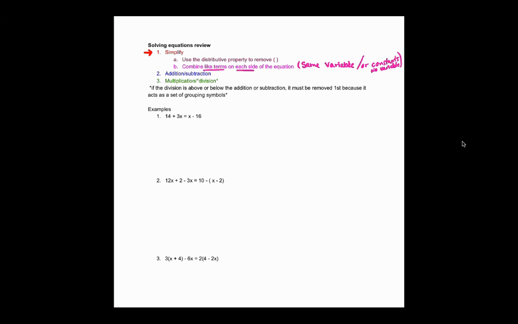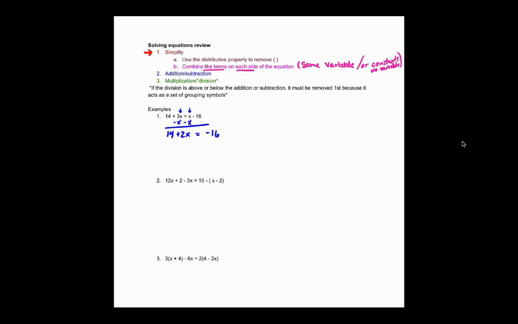We need to remove all of the addition and subtraction. There is an addition on the left and a subtraction on the right. I'm going to start with the x's. There's an x on each side, so I'm going to use addition or subtraction. I'm going to pick the smallest one and do its opposite. So I'm going to subtract the x. I still have the 14. 3x minus 1x is a positive 2x. We bring down the equals and we still have minus 16.